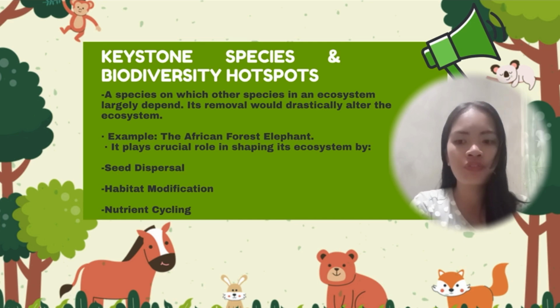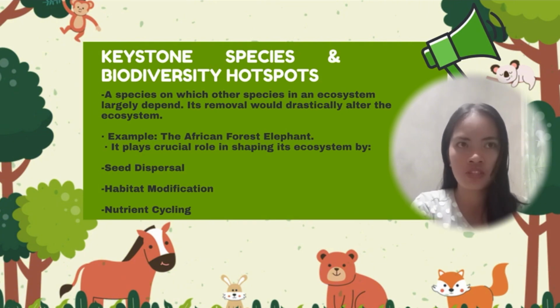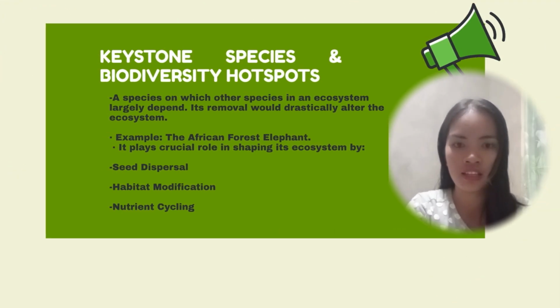The loss of forest elephants in West Africa can lead to significant ecological shifts, affecting plant species composition and other animals that depend on the forest structure they help maintain. Removing keystone species disrupts the ecosystem, affecting the species that rely on it.